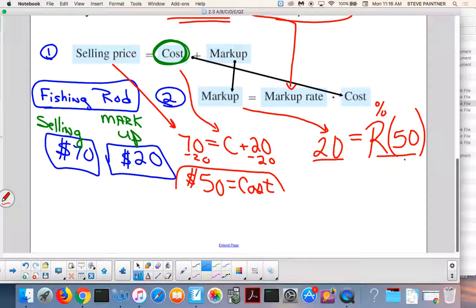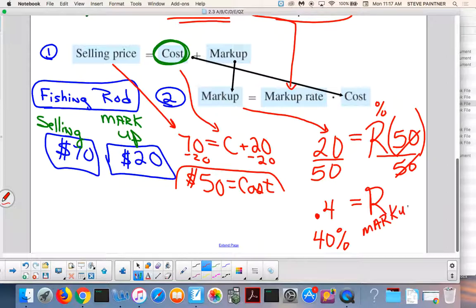50. 0.4. Okay, 50. So your answer is 40. R equals 0.4, or what? 40%. Markup, right? Yes or no? Yes.